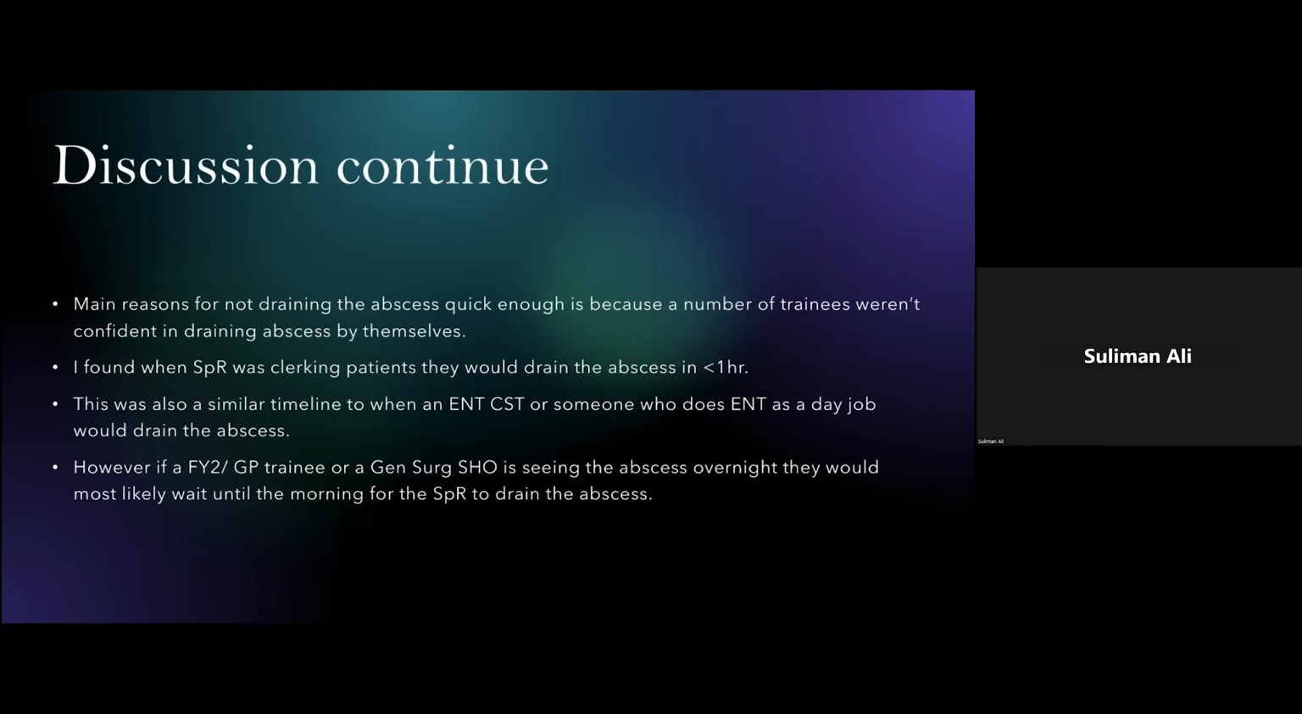From analyzing the data, I found the main reason why peritonsillar abscesses aren't being drained under 4 hours, like the national data did show, is because certain doctors aren't confident or able to independently do this in my trust. So let's say in a night shift, if a patient does come in with a quinsy, they probably will wait until the morning when a senior doctor or consultant is available to drain the quinsy.